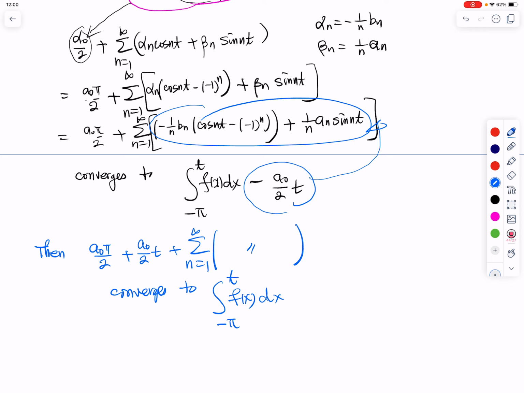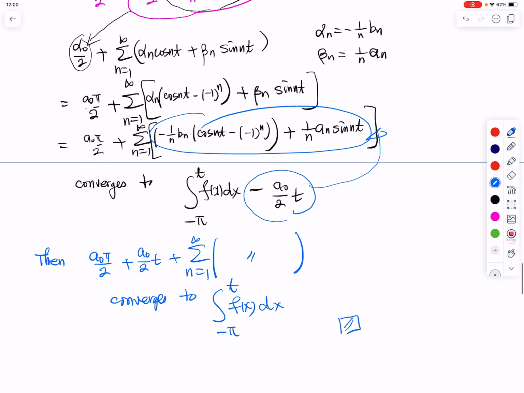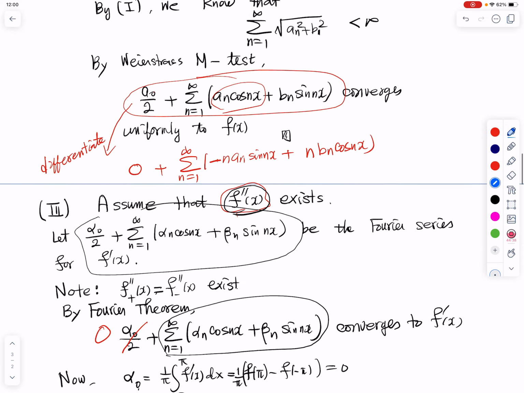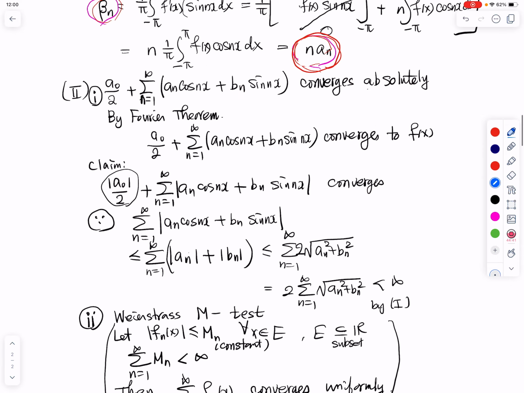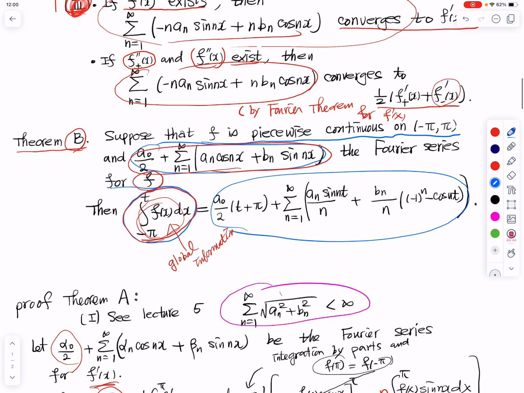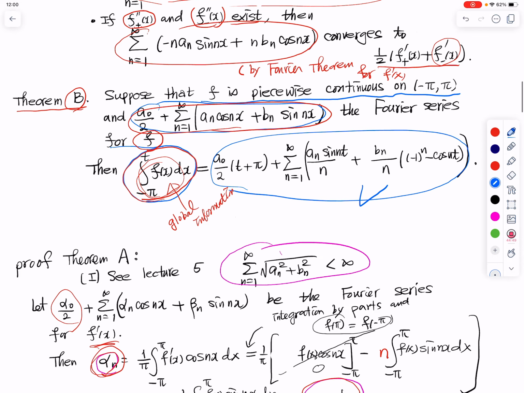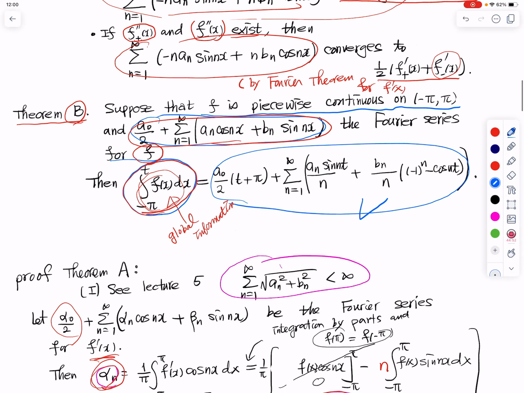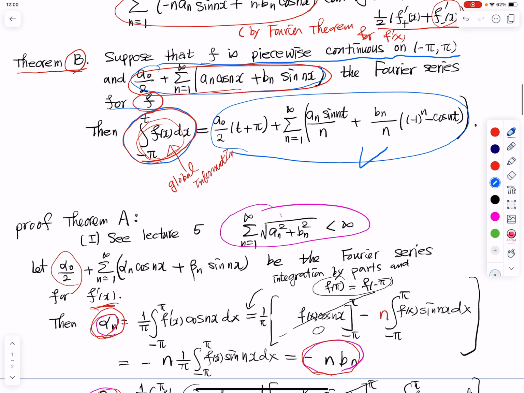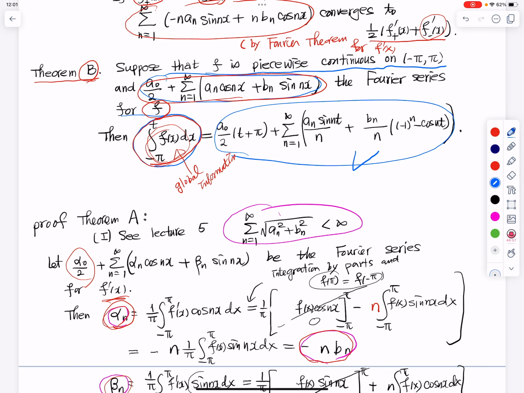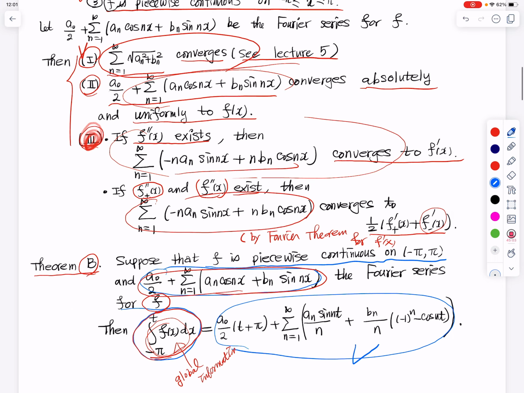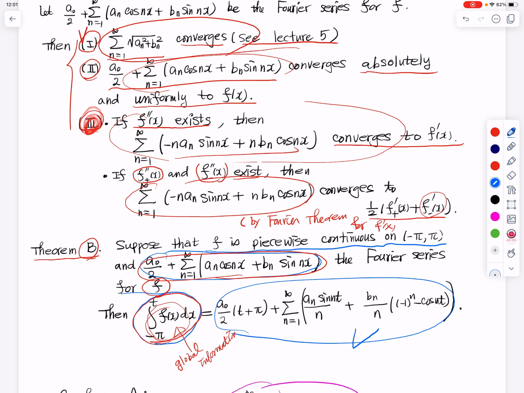So this is the proof of our theorem. You just rewrite it and you will get this theorem. You will get this one from this. So it's a little bit longer proof this time, but it's not difficult. You can just apply the Fourier theorem to prove this one. Okay, so let's stop now, and I will see you next time.